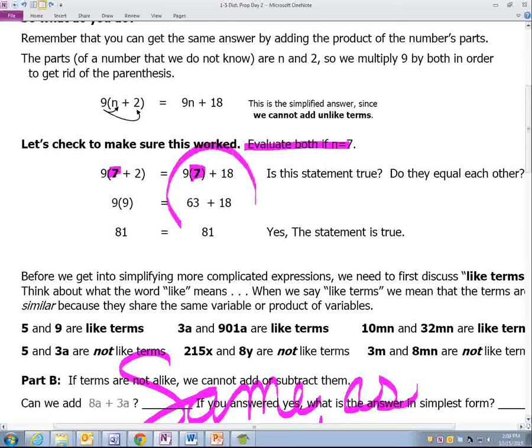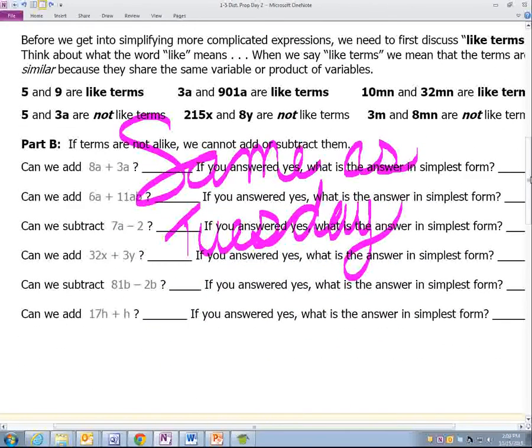Then on this side here, we do the distributive property where it becomes 9 times 7 plus 18. 9 times 7 is 63. 63 plus 18 is 81. So since they both are equal to each other, we know that that's true. Then we have this situation, which for some reason is the exact same as Tuesday. So we're going to move along.